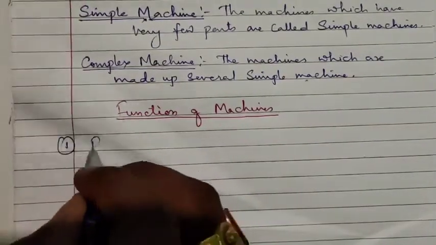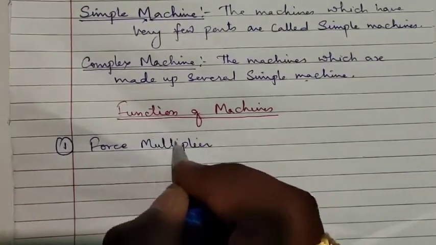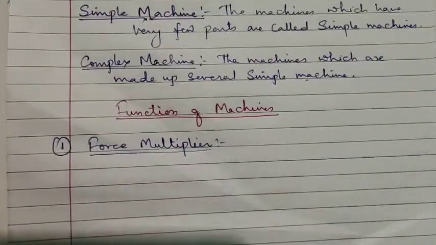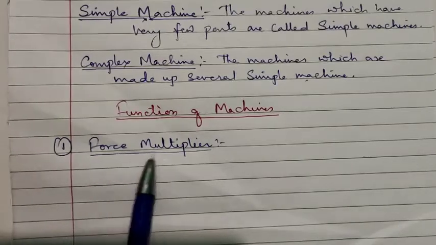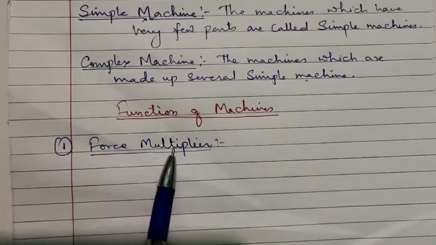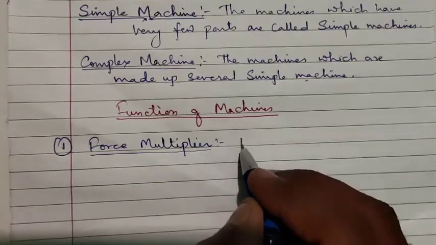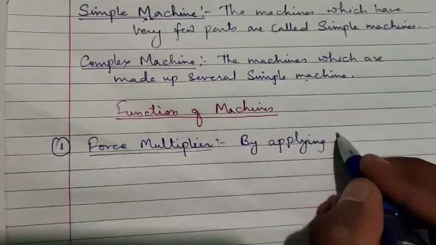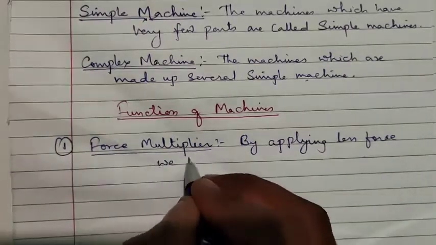First, a machine acts as a force multiplier. In your book this term is not given. I am teaching you this term in advance because you will see it in class 10th. But the first point given in your book represents the same term, force multiplier. Multiplier means it multiplies. Force multiplier means by applying less force, we can do more work.